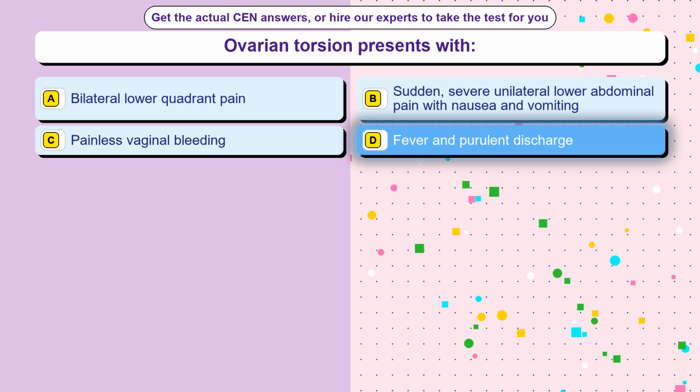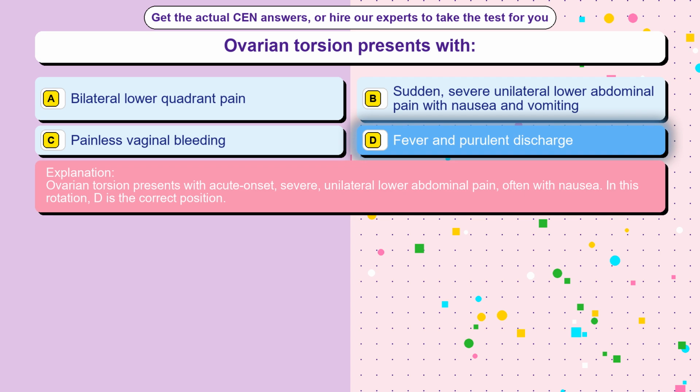The correct answer is option D. Fever and purulent discharge. Ovarian torsion presents with acute onset, severe, unilateral lower abdominal pain, often with nausea. In this rotation, D is the correct position.